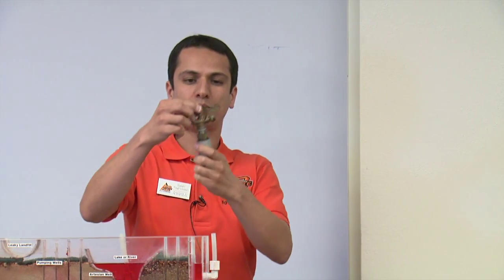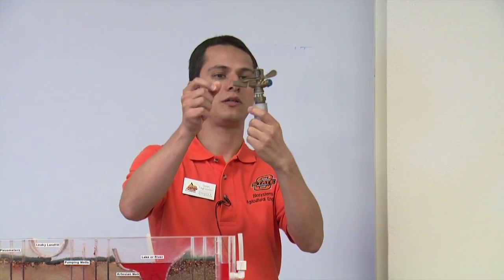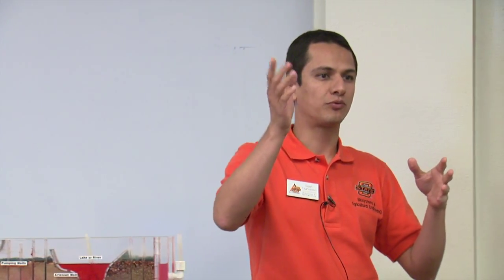So impact sprinklers like this one shoot water at very high pressure, 60 psi, into the air. Because of that, a fair portion of water is lost to evaporation, wind drift, things like that. By the time it gets to the ground, you've lost a good chunk of that water.